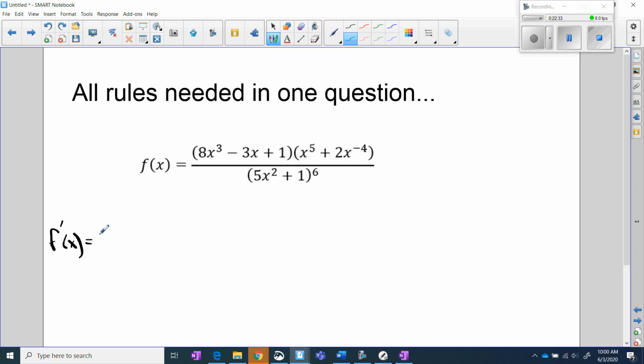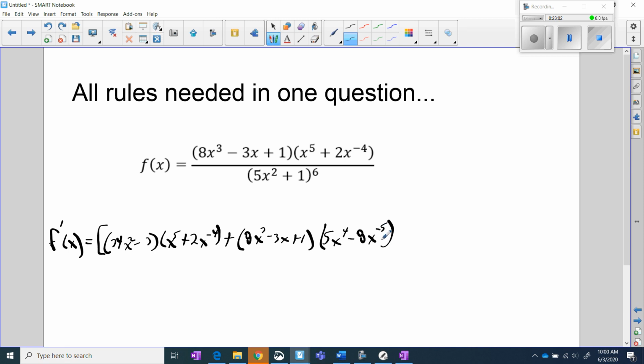Derivative of the numerator. So this is going to require me to use product rule. Derivative of the first, 24x squared minus 3, multiplied by the second, plus the first, multiplied by derivative of the second. All right, so all of that is derivative of the numerator. So in quotient rule, you do derivative of the numerator, which required me to use the product rule in this case. Then you multiply it by the denominator.